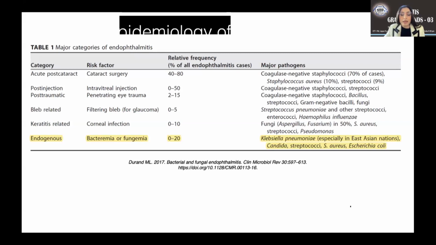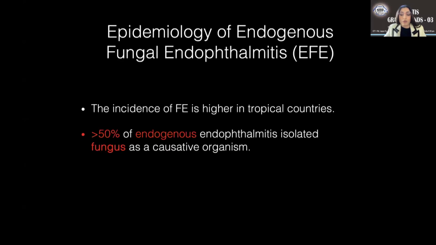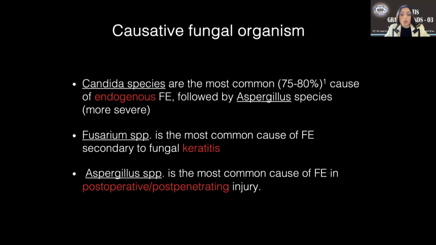It seems that the incidence of fungal endophthalmitis is higher in tropical countries. Moreover, at least 50% of them are due to fungus. The causative organism varies according to the mode of infection. Generally, Candida is the most common cause of endogenous fungal endophthalmitis, followed by Aspergillus, which causes more severe inflammation. Fusarium endophthalmitis is mainly secondary to keratitis, while Aspergillus usually follows a trauma.